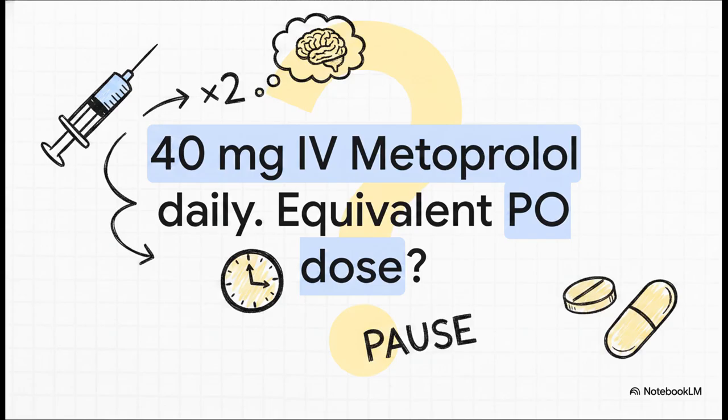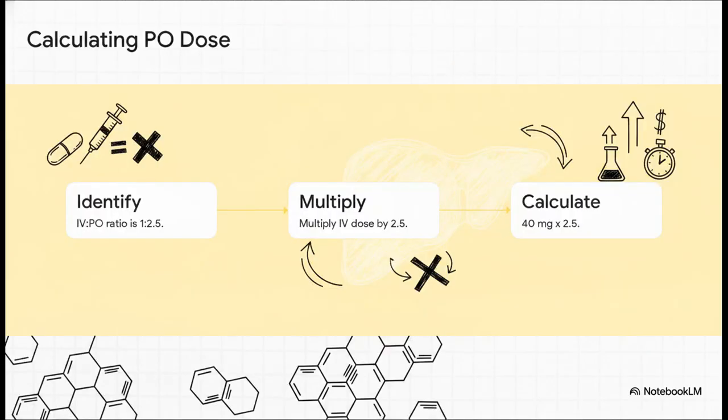Say a patient is receiving 40 milligrams of IV metoprolol daily. What's the equivalent oral or PO dose? I highly encourage you to pause this explainer right now. Use the specific IV to PO ratio we just talked about for metoprolol and calculate the answer yourself before we move on. Okay, let's walk through the math step by step together.